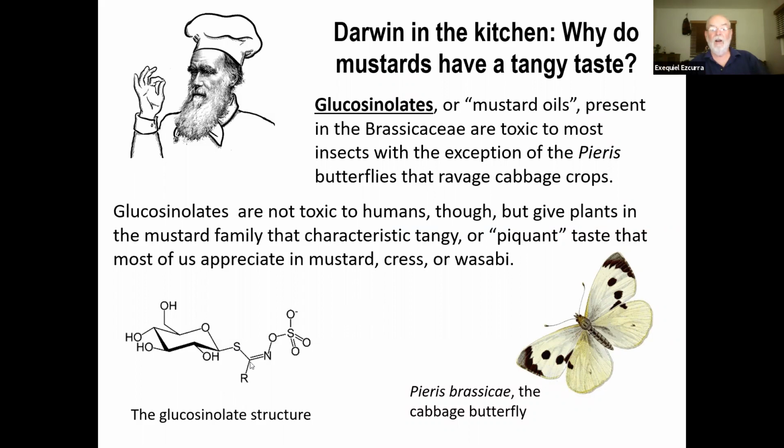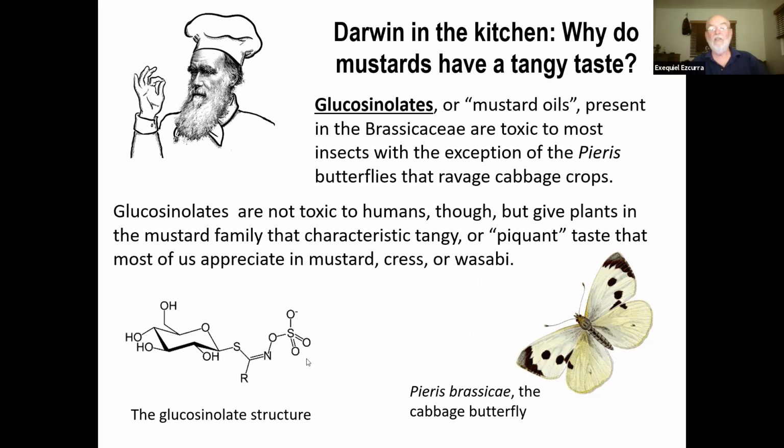And this R means a long carbon chain, and according to how long the chain is, the flavor of the glucosinolate can be different, from very pungent, as in wasabi, to only mildly piquant, as in other plants. Also look at the sulfur structure here, and we'll talk about that in a second.